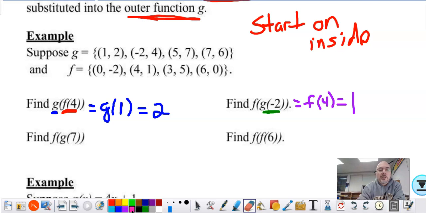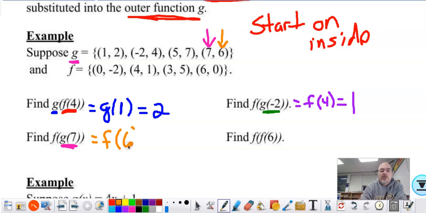I'm going to start with pink this time. I am going to go to G of 7, folks. Here's G, and then here's the 7. Now I'm going to go to F, so I'm going to replace that G of 7 with a 6, because 7's partner is a 6. So now I have F of 6. Now I go to F, and I go to 6 right here, and so the answer is 0. Follow the path. Follow the path.